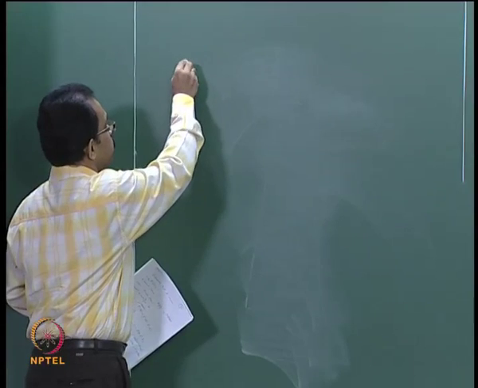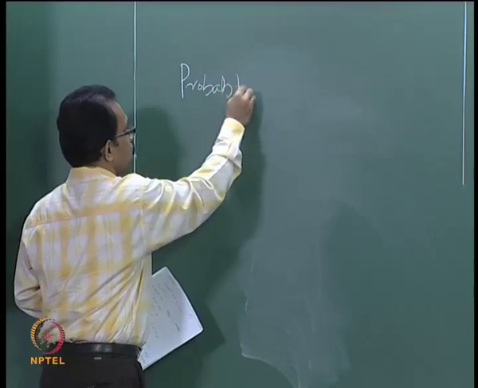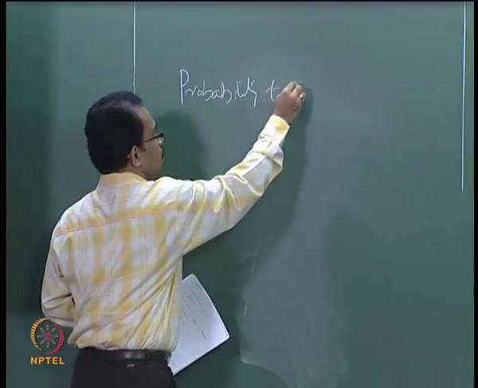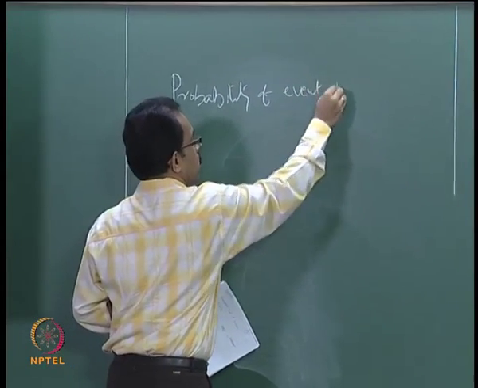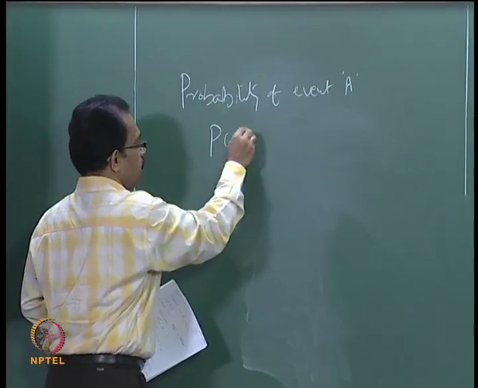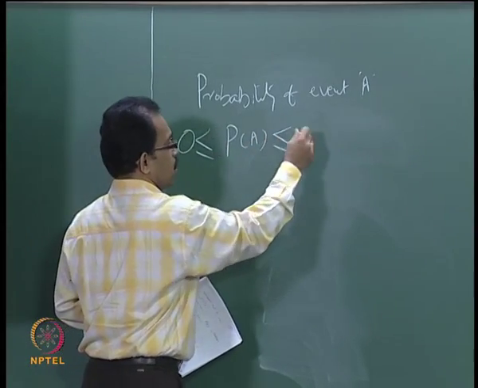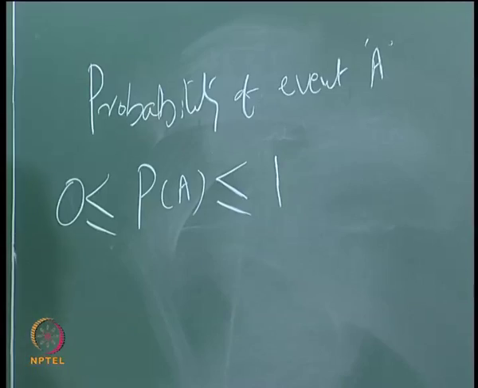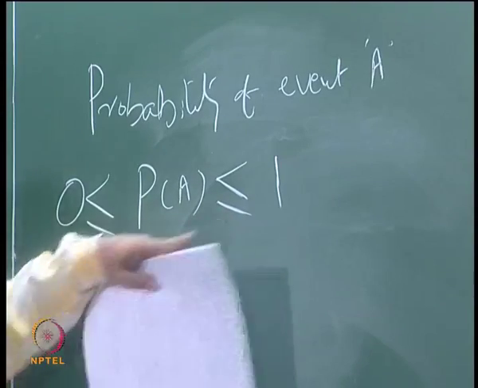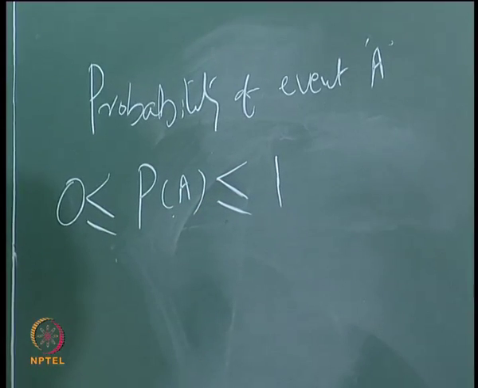So, normally when we say the probability of an event A occurring, it is given as P(A), and that is always greater than or equal to 0 and less than or equal to 1. So, 0 ≤ P(A) ≤ 1. So, that is the probability of an event A happening.